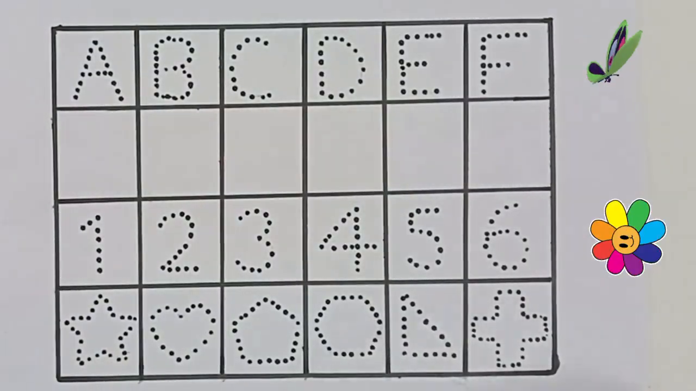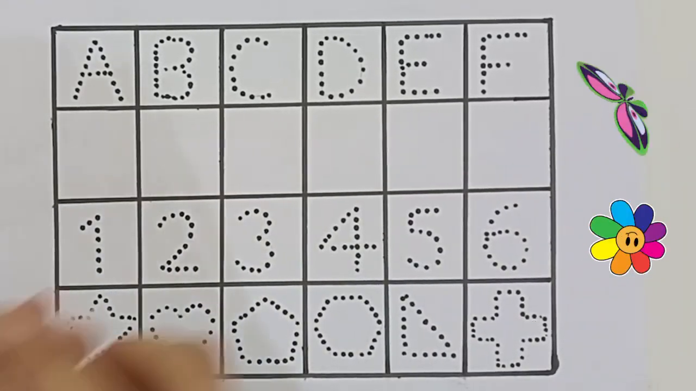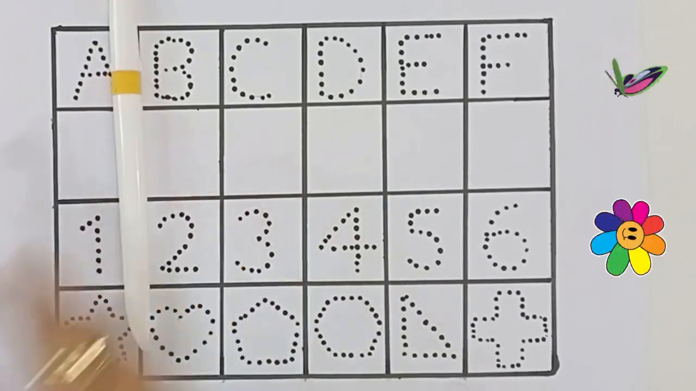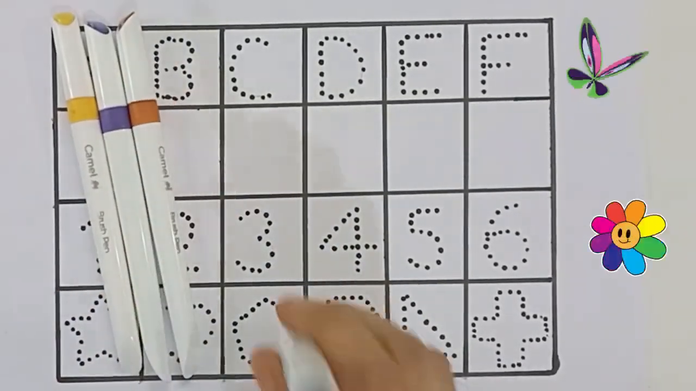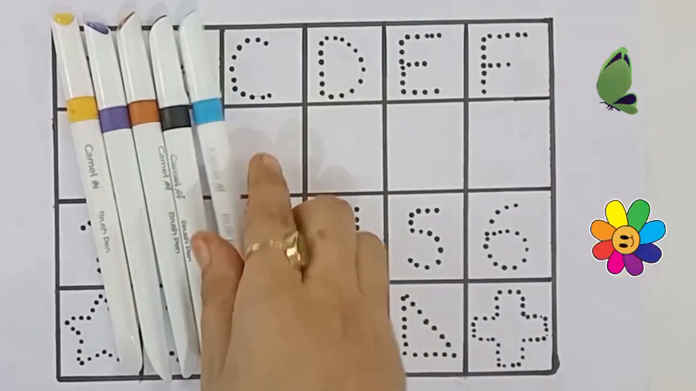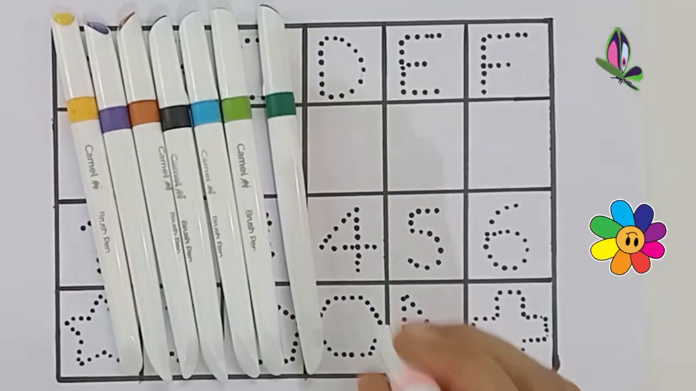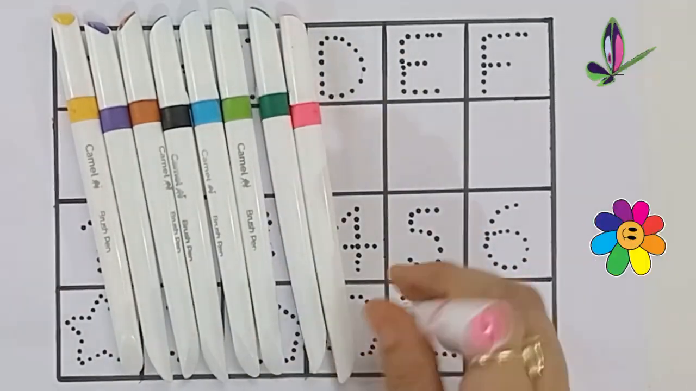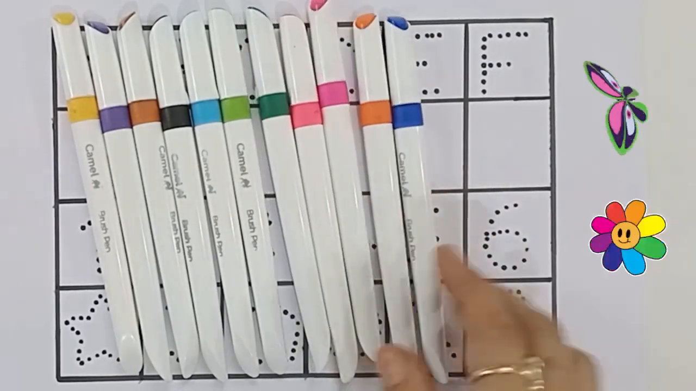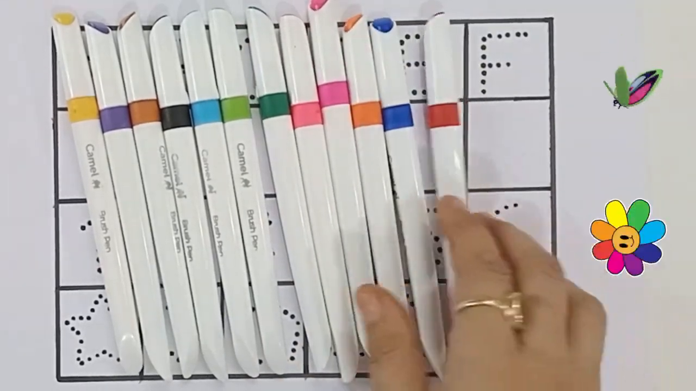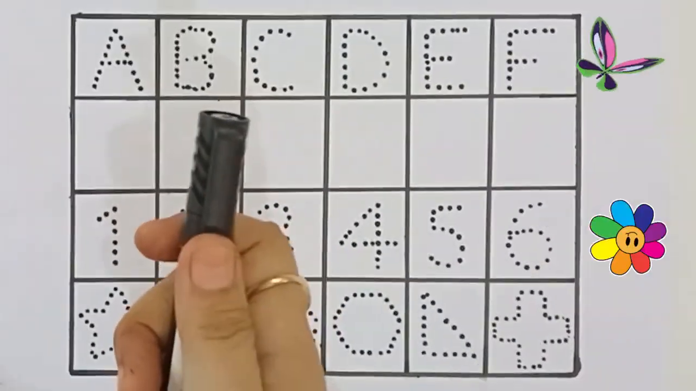Let's learn some colors, alphabets, numbers and shapes. Yellow color, purple color, brown color, black color, sky blue color, green color, dark green color, light pink color, dark pink color, orange color, blue color, red color. This is black color.